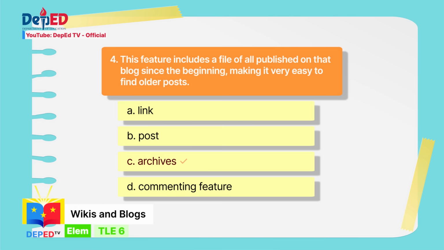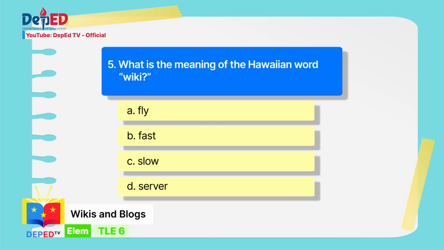Number 5, what is the meaning of the Hawaiian word wiki? Letter A, fly. Letter B, fast. Letter C, slow. Letter D, server. Number 5, letter B, fast.